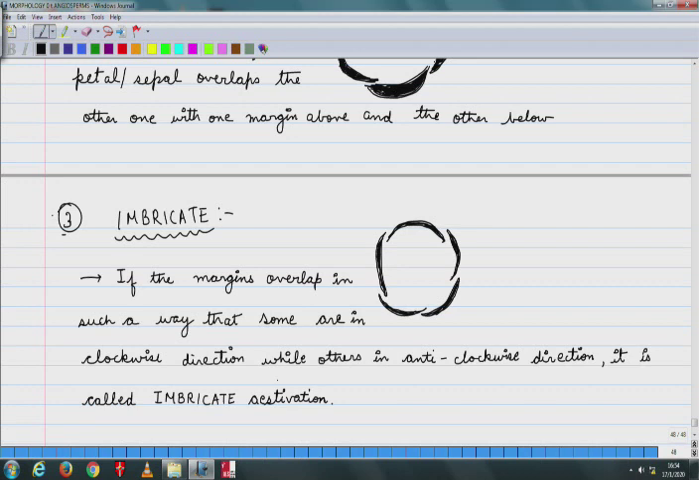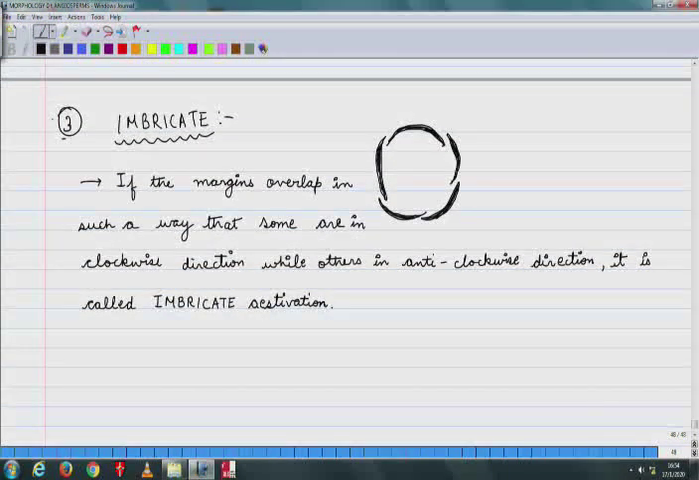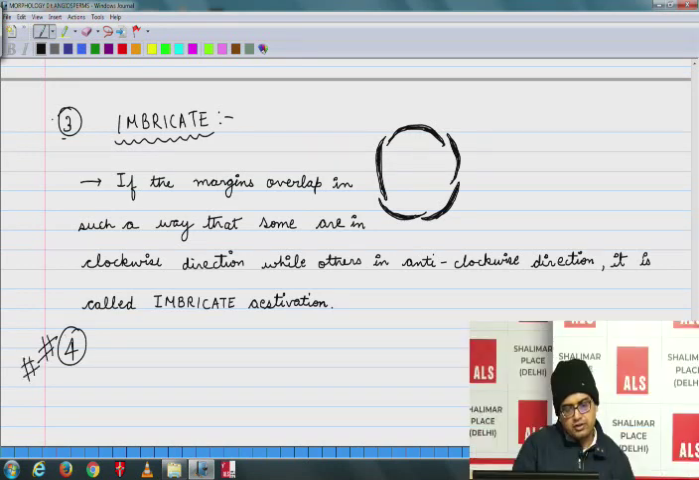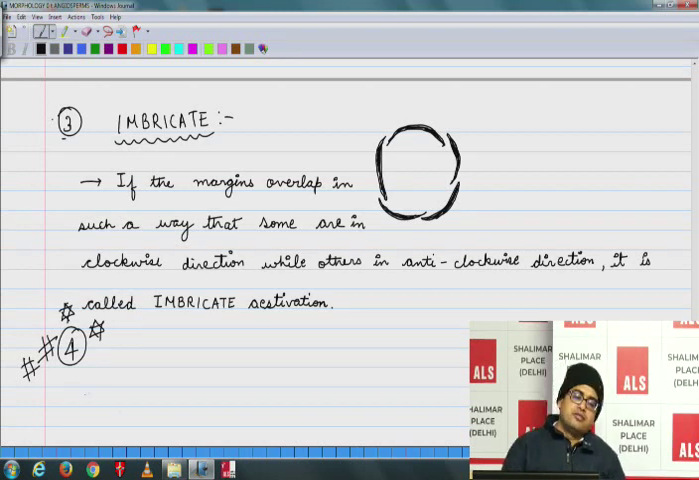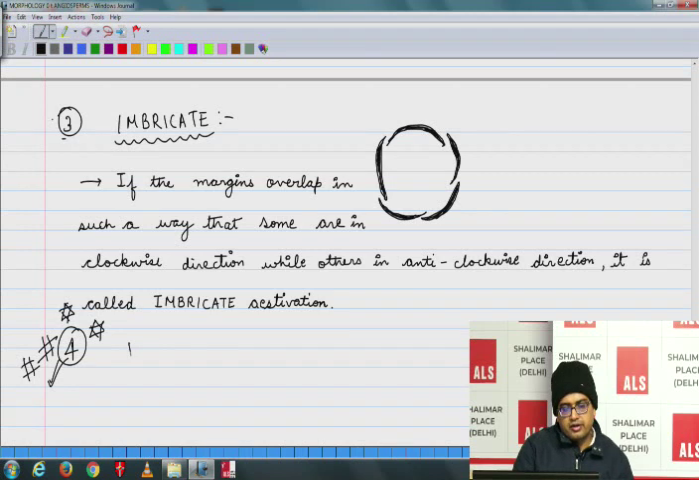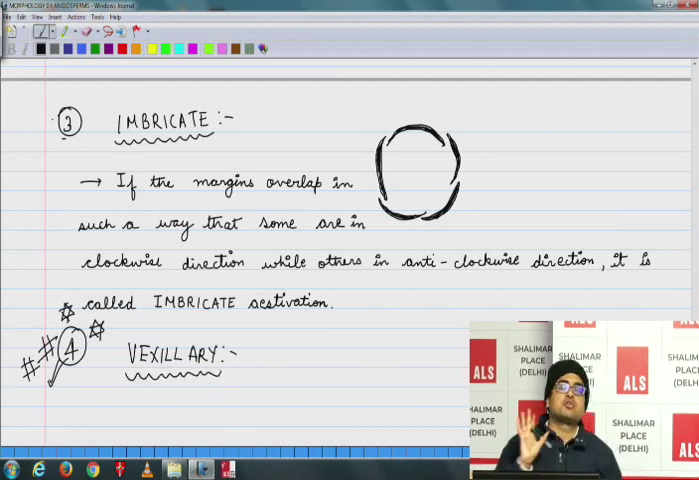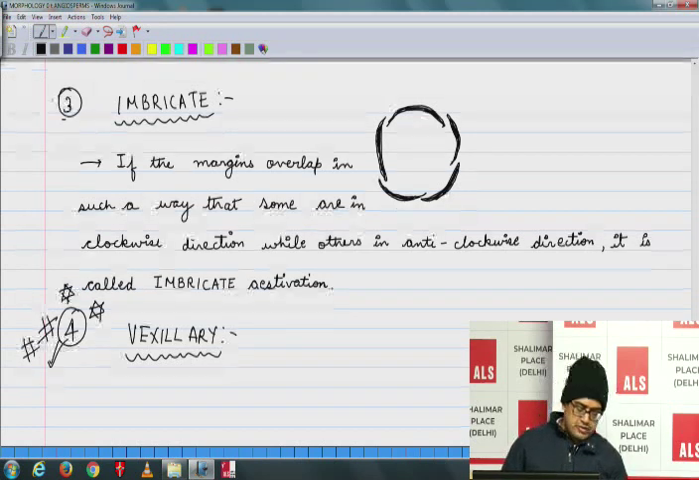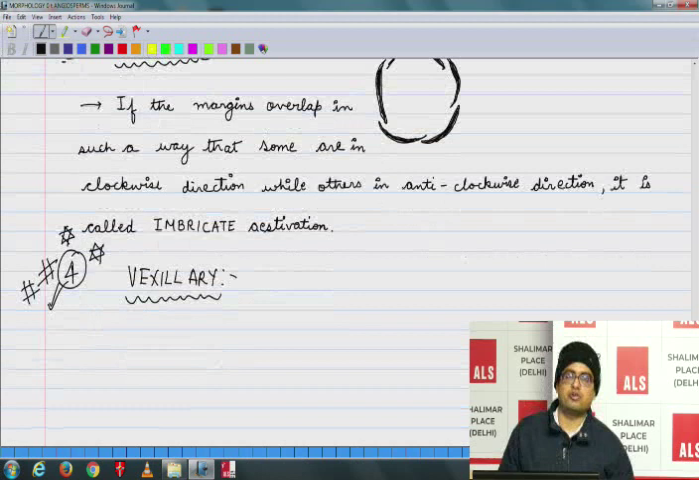Okay, so we're done here with imbricate also. The fourth and last type of estivation that we have to study deserves special mention because this is very, very important. Let me draw some asterisks over here, which is extremely important. And this is the vexillary estivation. You will get maximum questions from this type of estivation. So never forget the diagram, never forget what families it belongs to. This is the most important estivation. Vexillary estivation, you will definitely get a question in one form or the other.